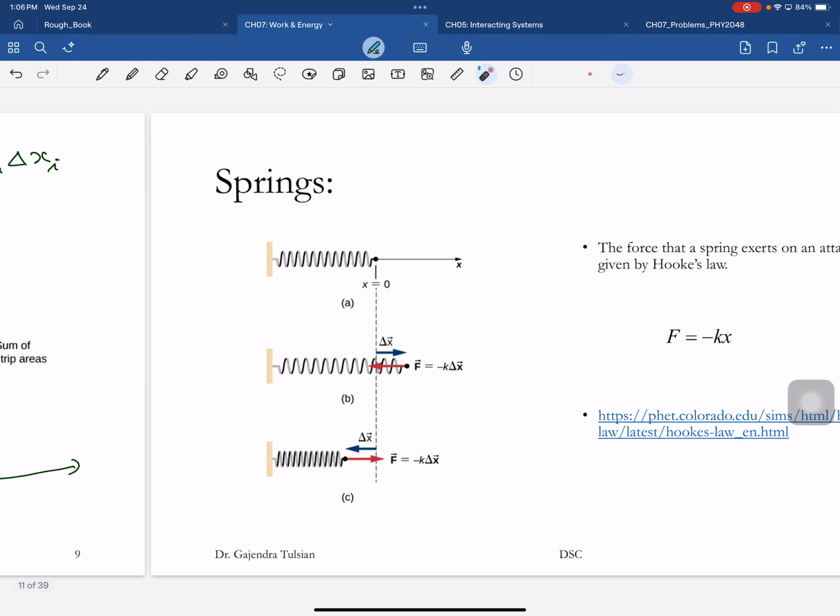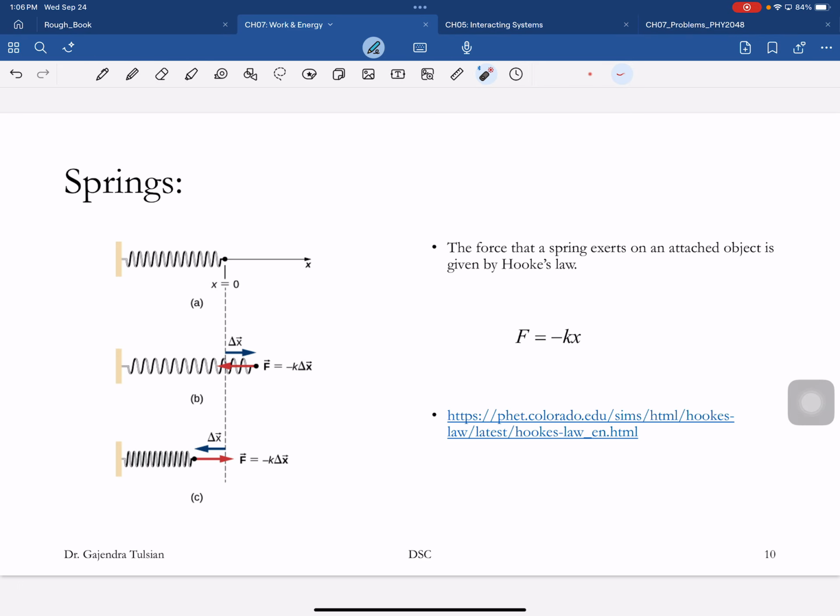Now let's calculate some situations, some cases. Here's a device that you have to become familiar with. If you're an engineer, you'll deal with springs all the rest of your lives. In fact, this thing is so important that we have a separate chapter for it, chapter 15 or something like that. Here's what an ideal spring will do.